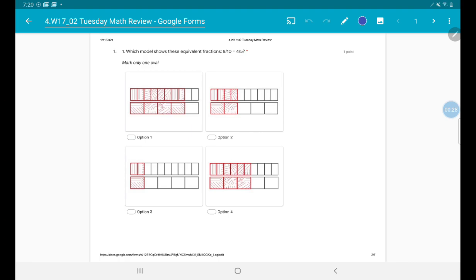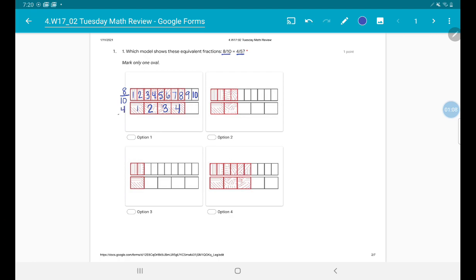And if I look at my model, all of those are equivalent fractions, but I'm looking for the ones that show 8/10 and 4/5. So if I look at this first one, there's 1, 2, 3, 4, 5, 6, 7, 8 pieces shaded. And there's 9, 10 pieces in the whole. So that shows 8/10. Then if I look at the second one, there's 1, 2, 3, 4 pieces shaded.